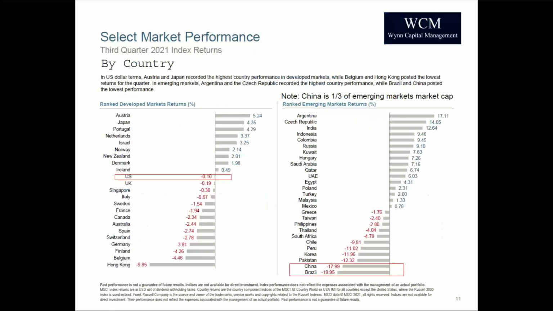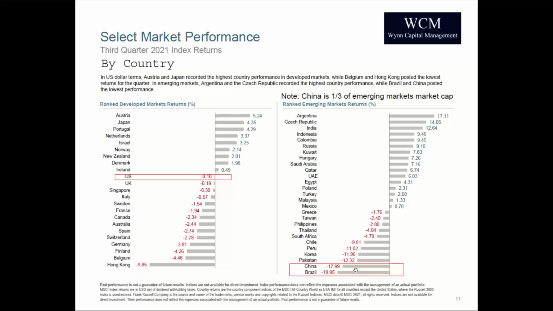So this is performance by country, and you can see at the bottom, it's divided on the left to the developed countries and on the right by emerging markets. And you can see that China and Brazil were at the low end, with China down 18% for the quarter. So that's speaking about the problems they're having with their real estate. There's lots of other issues with China, which has grown double-digit GDP for many, many years, but now it's starting to slow down. China's 1/3 of the index of the emerging markets.